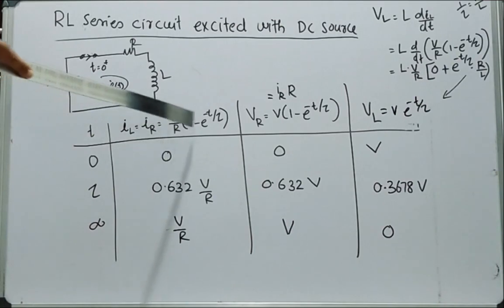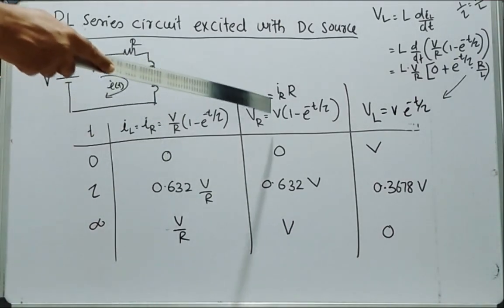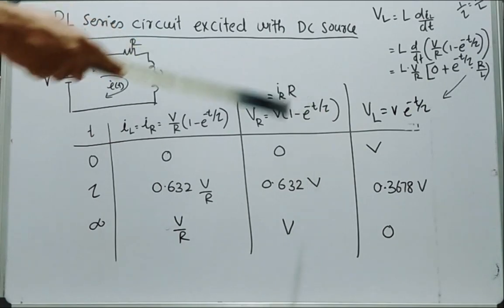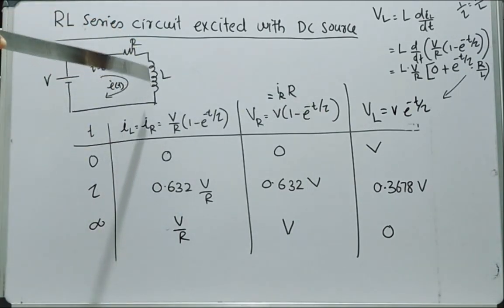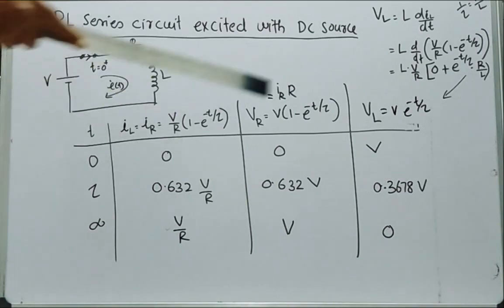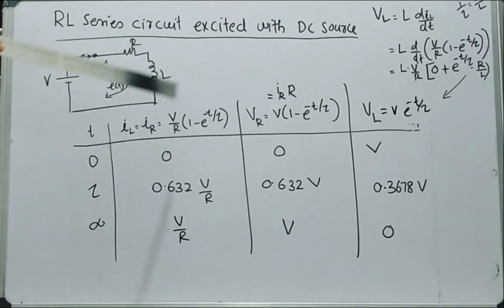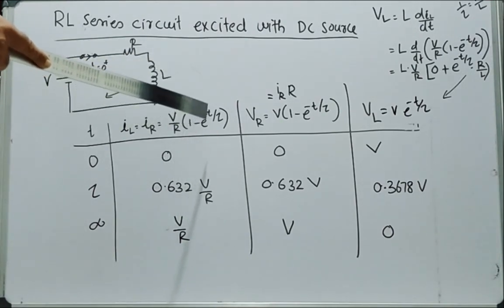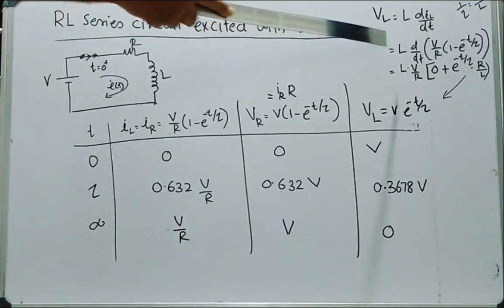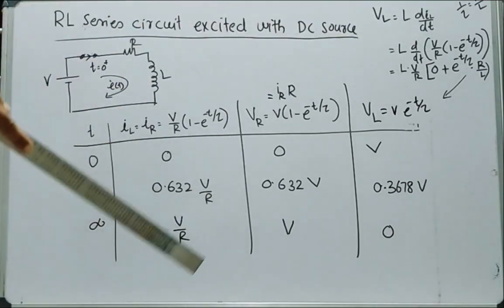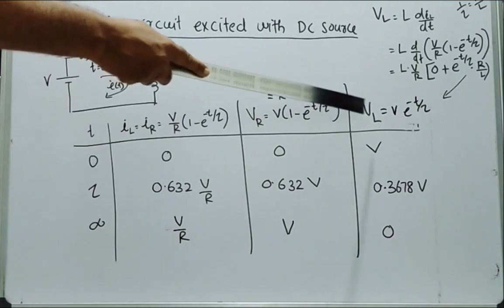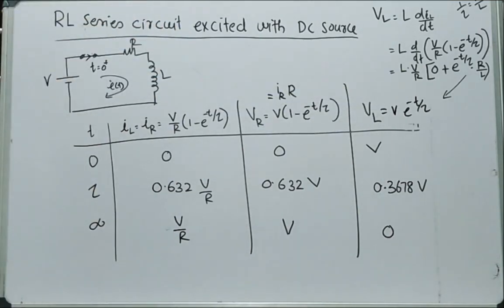I is obtained as this one, into R gives V into 1 minus e raised to minus t by tau. Then how to obtain voltage across inductor? We know inductor voltage is L into di by dt. I we got it as V by R into 1 minus e raised to minus t by tau. Substituting and finding the derivative, we can obtain VL is equal to V into e raised to minus t by tau.